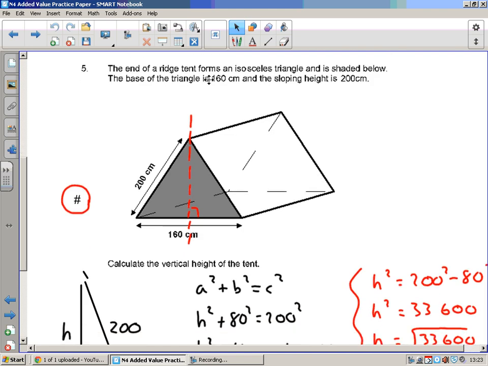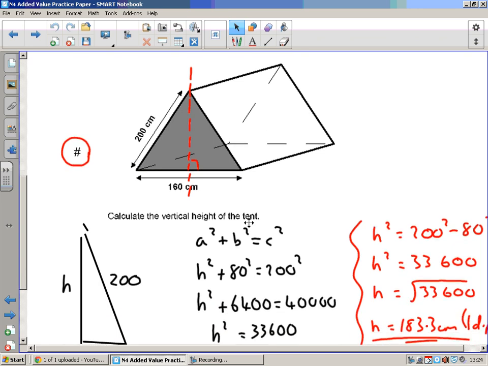Question 5. The end of a ridge tent forms an isosceles triangle and is shaded below. The base of the triangle is 160 centimeters and the sloping height is 200 centimeters. Calculate the vertical height of the tent.